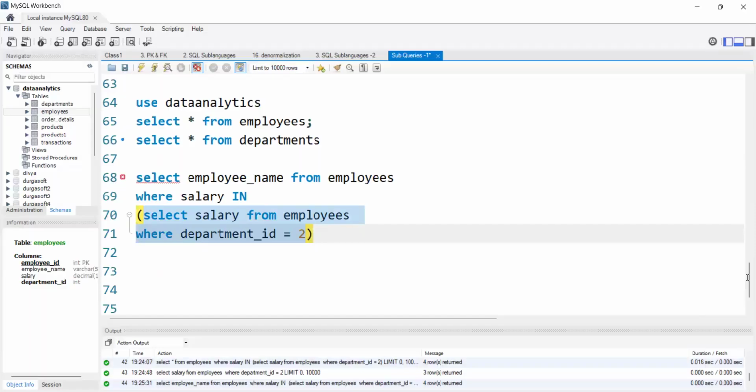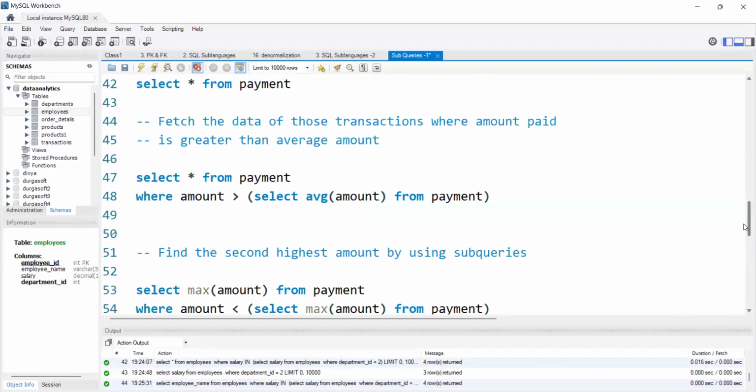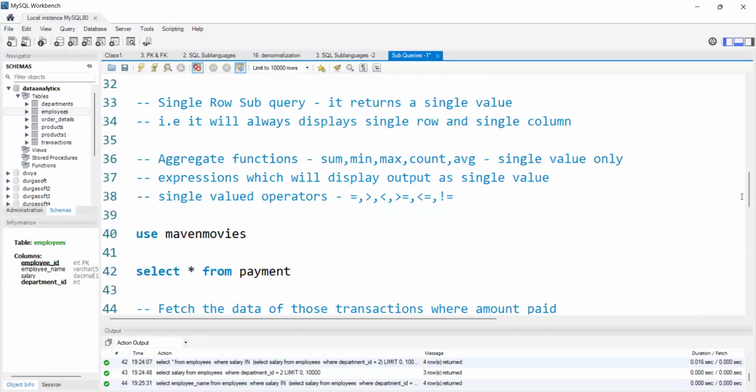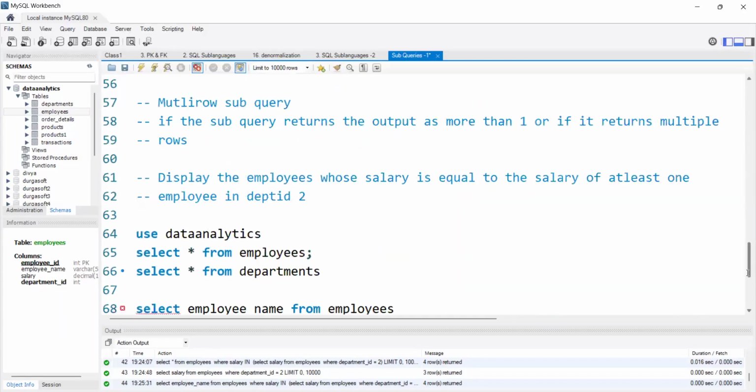So for multiple rows, we cannot use these operators I wrote here. Apart from these, we can use any operators we have in SQL. That's the reason I mentioned each and every operator here. In single-row subqueries, we can only use these operators, and in multi-row subqueries, we cannot use these operators. Other than these, we can use any operator to compare.